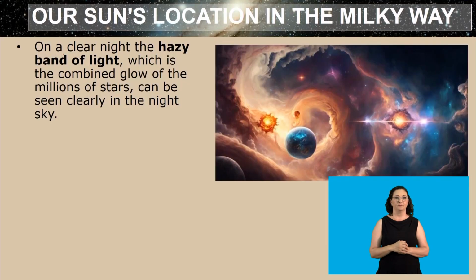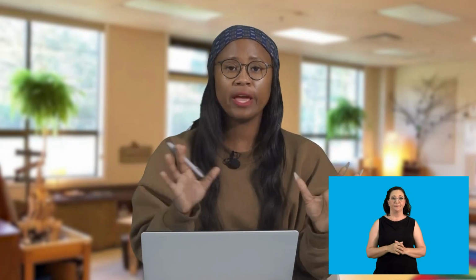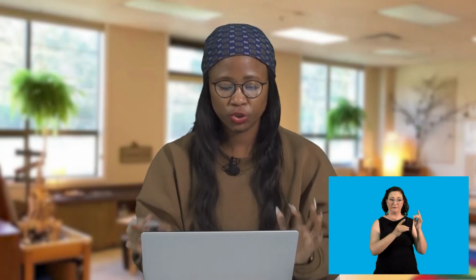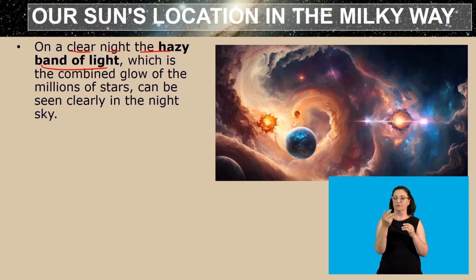And most of those stars are found on the spiral arm of the Milky Way galaxy. Now, on a clear night, you will see the hazy band of light that we spoke about, when you look at the sky from a clear place where there is little light pollution, okay? So on a clear night, the hazy band of light, which is the combined glow of the millions of stars, can be seen clearly in the night sky, okay?